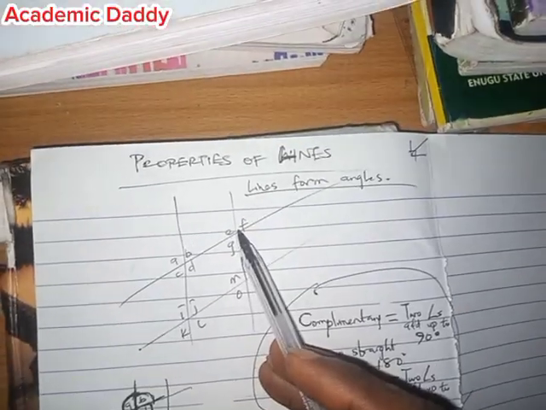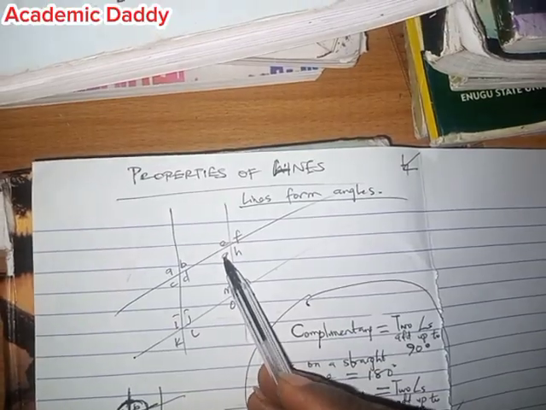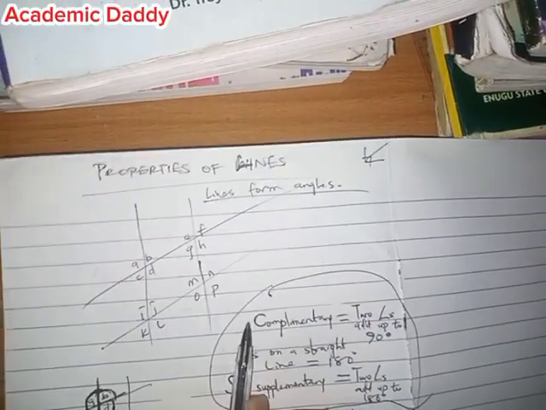So you can use the same approach here. E and F are adjacent. E and G are adjacent. G and H are adjacent. H and F are adjacent. So you can use the same approach.